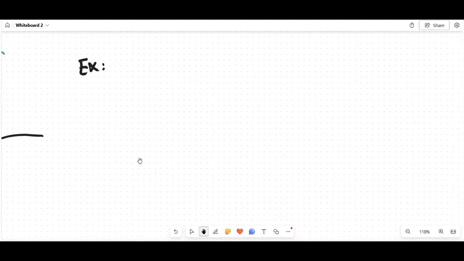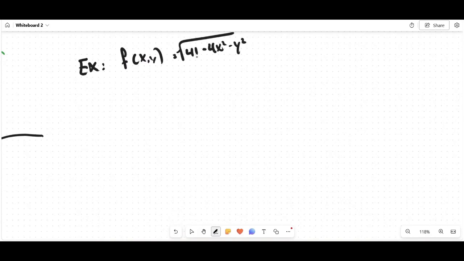We'll go with this guy right here. Actually, this is a downward facing ellipse. Oh, no, this is a cone. Never mind, this is a little different. Okay, f of x, this is what they give us: root of 41 minus 4x squared minus y squared. So that's a function.